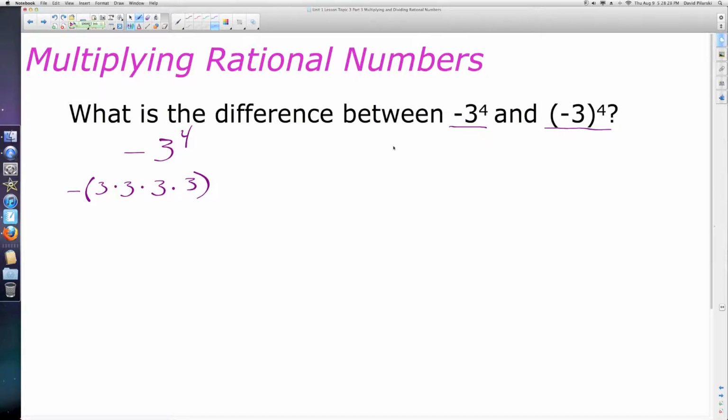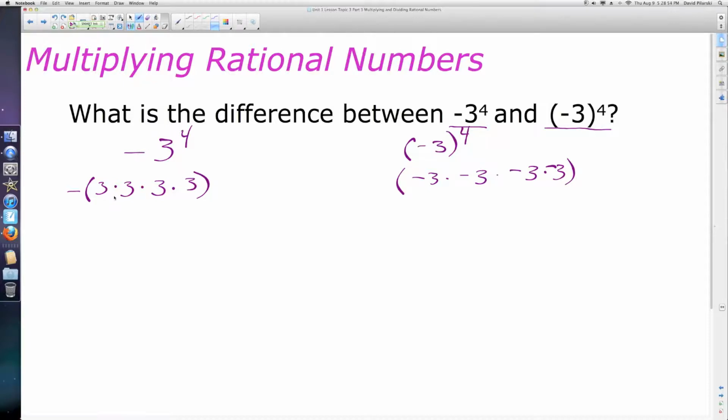Now, this expression, with negative 3 in parentheses to the fourth power, means we need to multiply negative 3 by itself 4 times. The negatives go with the 3 each time. Here, since there's no parentheses, all we're doing is raising 3 to the fourth power, and then we're going to take the opposite of that.